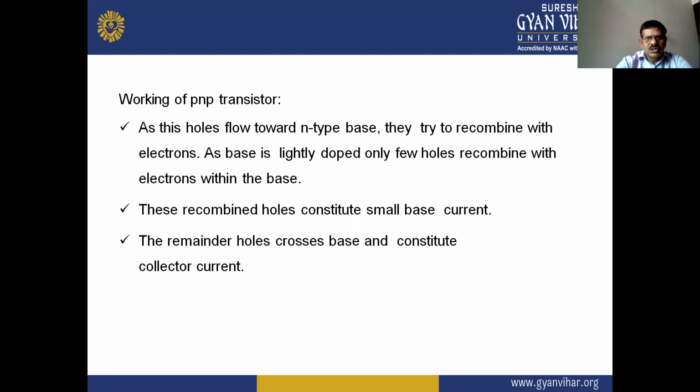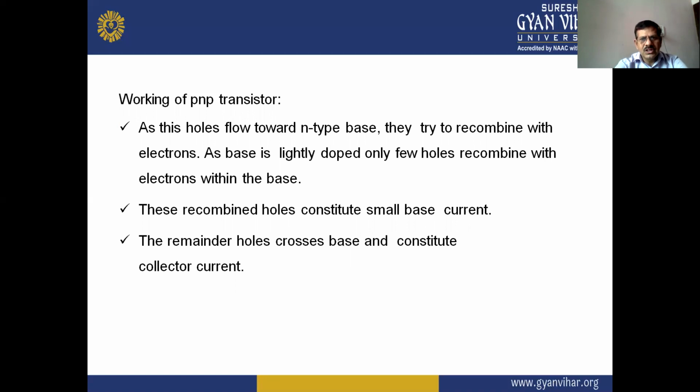As these holes flow toward the n-type base, they try to recombine with electrons. As the base is lightly doped, only a few holes recombine with a few electrons within the base. So the base current is very small due to the very low recombination rate of holes with electrons in this region. These recombined holes constitute a small base current. So the base current is very small as compared to the emitter current.